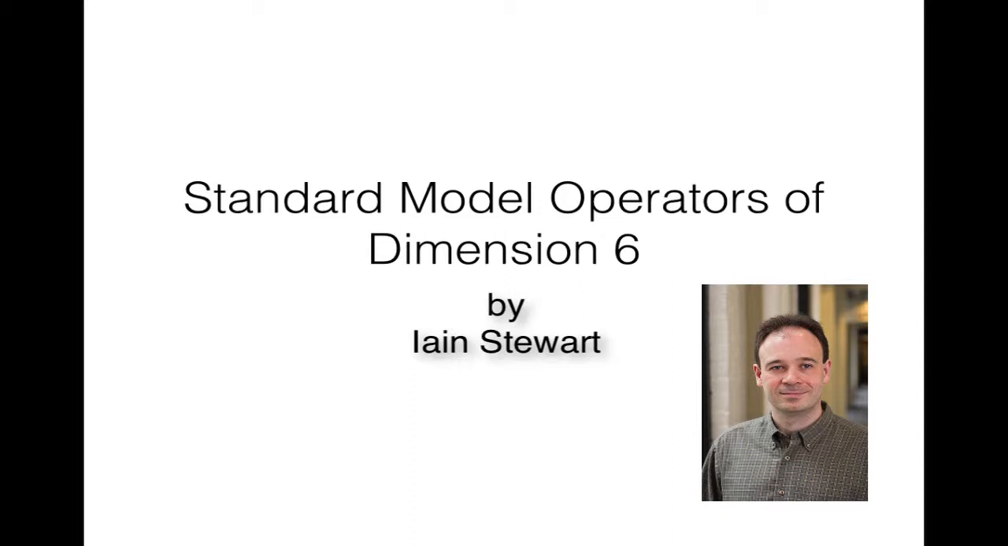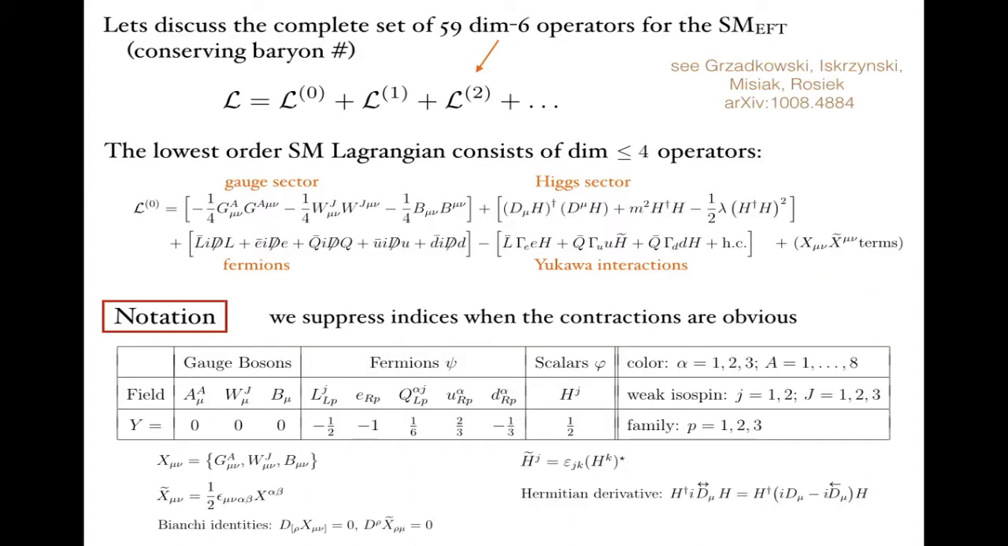Okay, so in this module, let's talk more about the standard model operators of dimension 6. In particular, we're going to discuss the complete set of such operators, which include 59 operators when we consider baryon number. And so if we treat the standard model as an effective field theory, we can write its Lagrangian as a Taylor series with the dimension of the operators increasing.